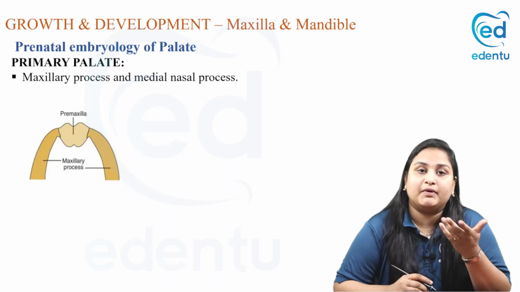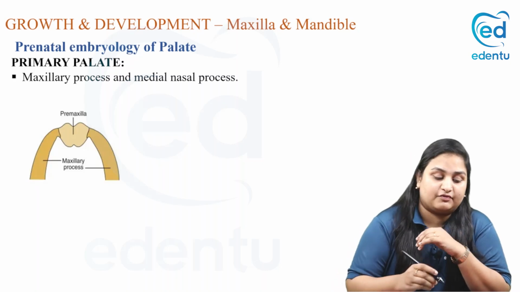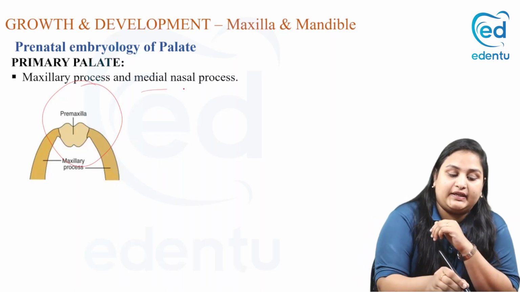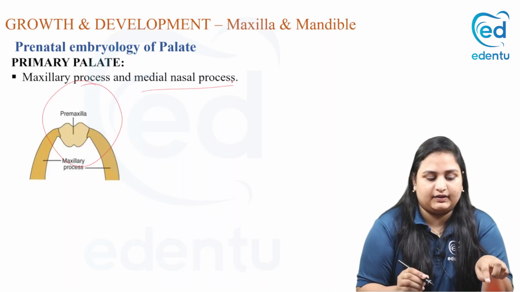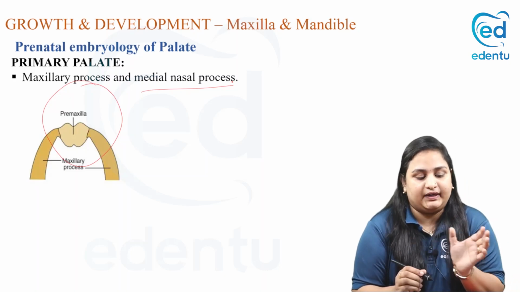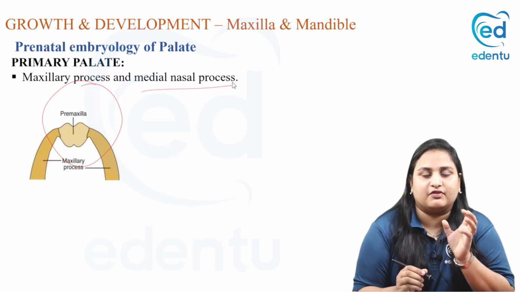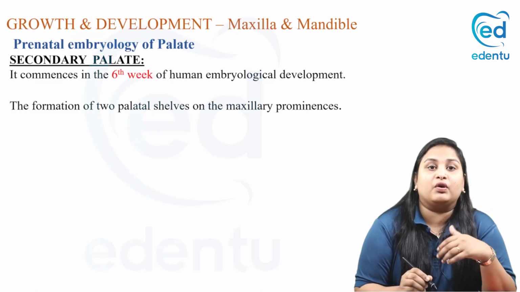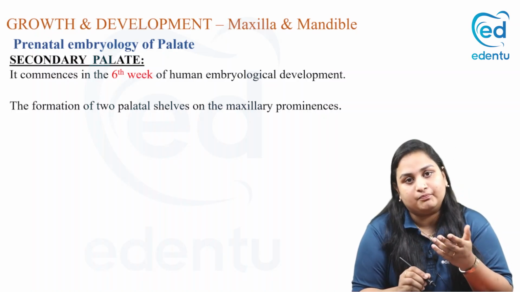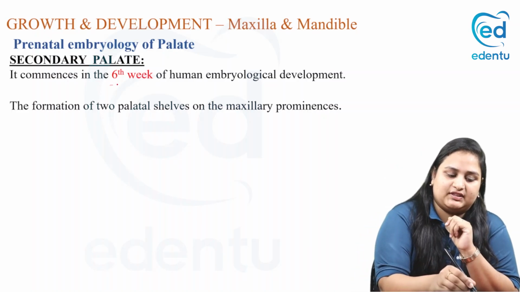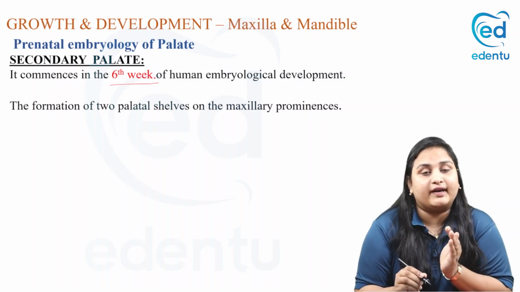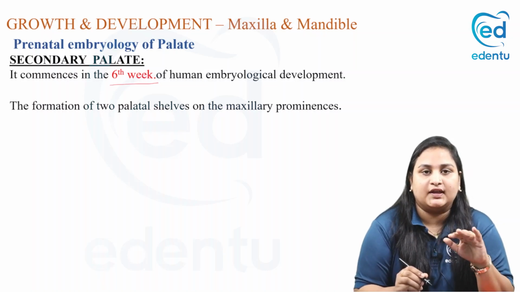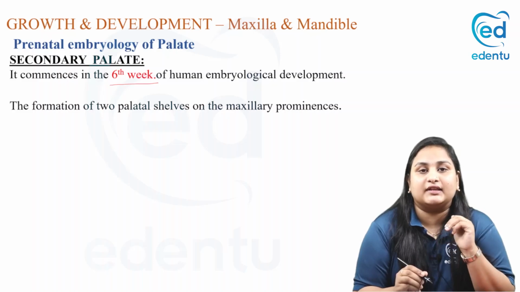Now let's see what the primary palate is composed of. It is mainly composed of a premaxillary area derived from the frontonasal portion, along with the medial nasal process. You have first the premaxilla, which is complemented on either side by the maxillary process. When we move on to the secondary palate, which is more developed, we can only appreciate it during the 6th week of embryonic time. We started our journey from the 4th week, and now we are at the 6th week of embryonic development. We have the formation of the two palatal shelves that are completely formed with a maxillary prominence.